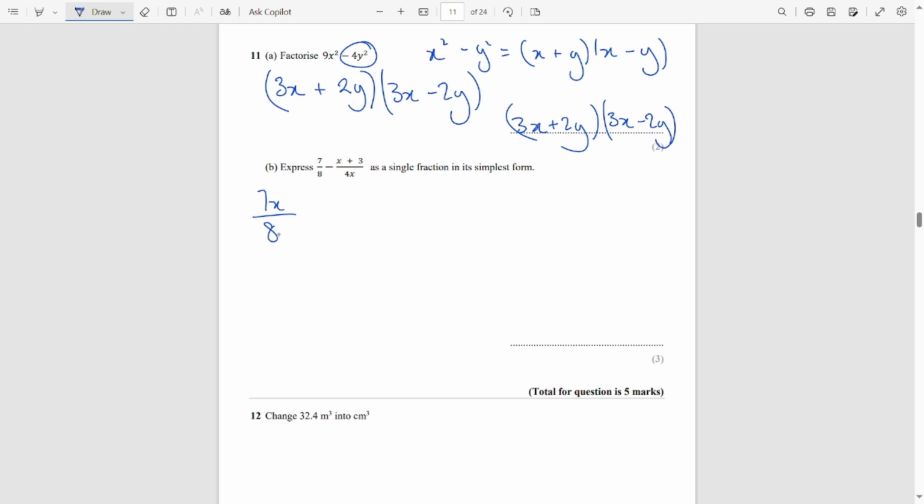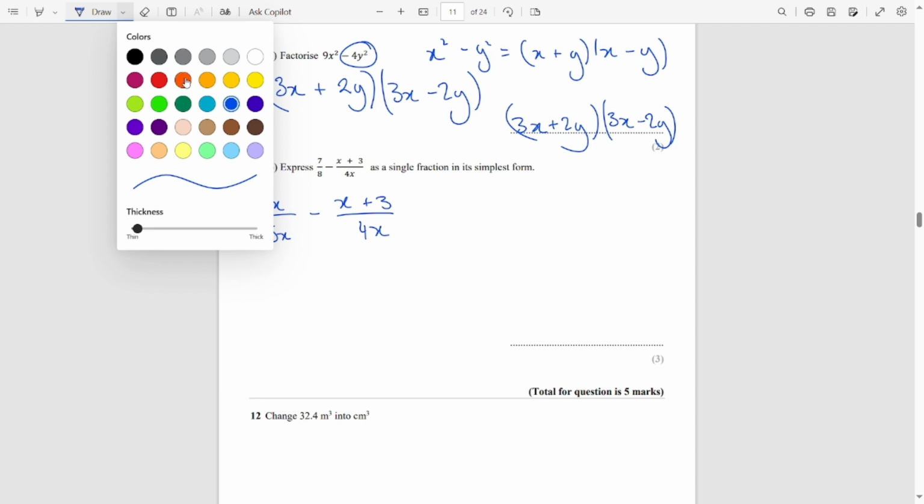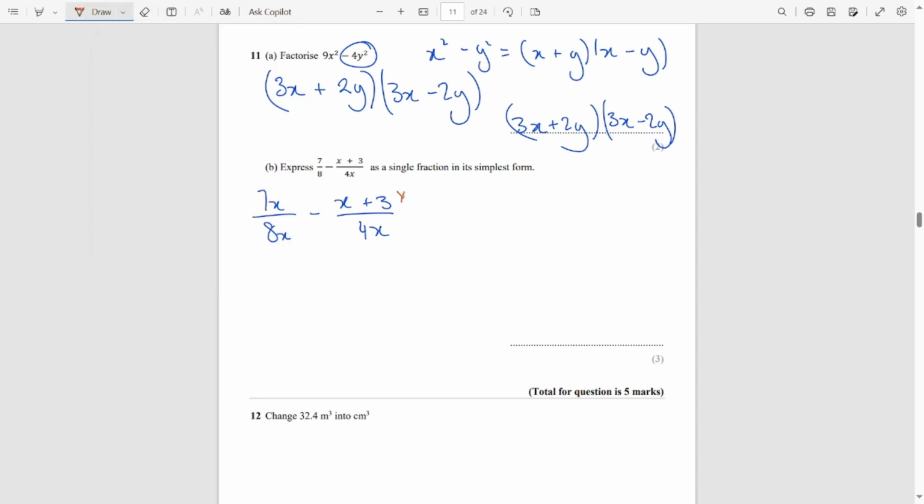So we have 7x over 8x minus x plus 3 over 4x. So that's looking pretty good. However, I think that second fraction also needs to be multiplied top and bottom by 2. And then it will be over 8x. So we have 7x over 8x minus 2x plus 3 over 8x. Now I can write these as one fraction because the denominator is now the same. So I have 7x minus 2x plus 3 all over 8x.